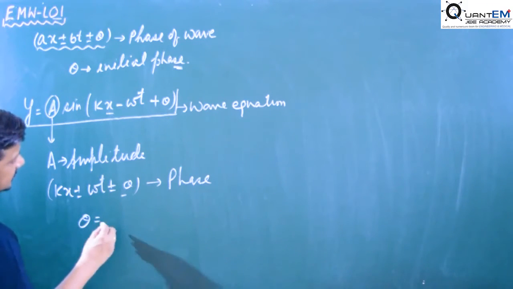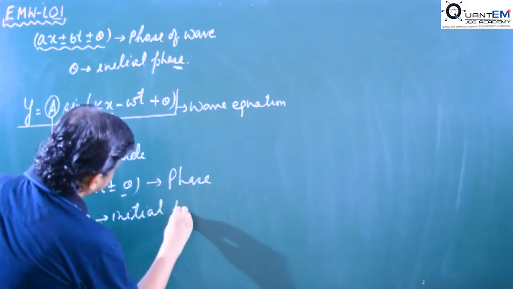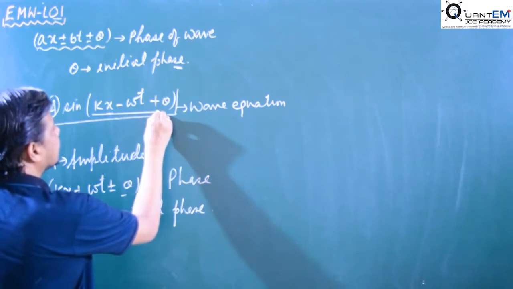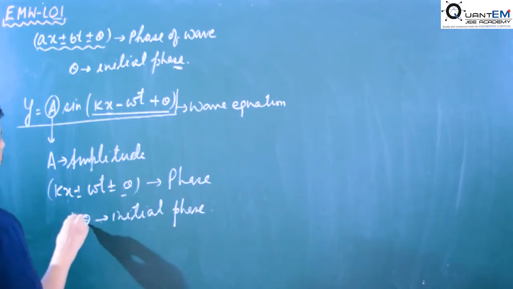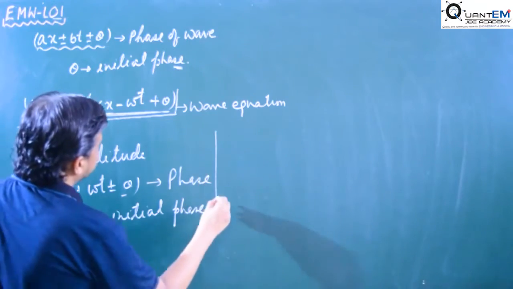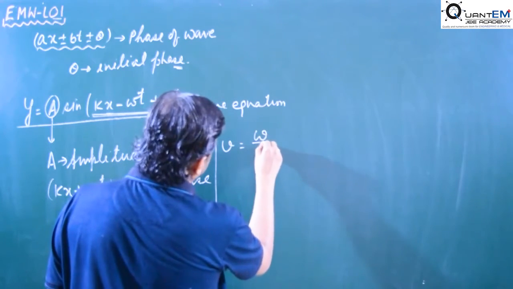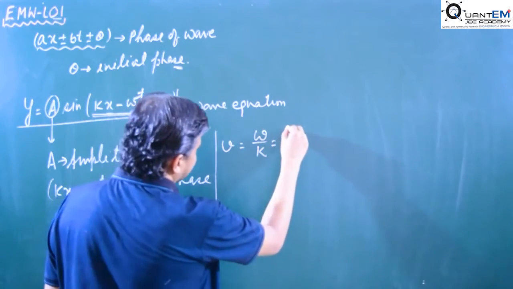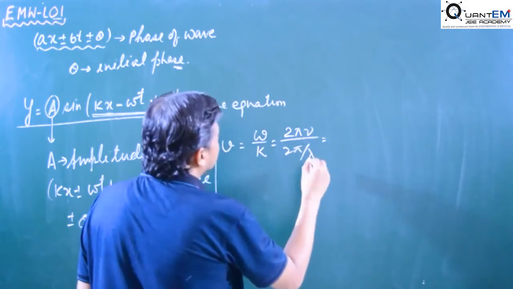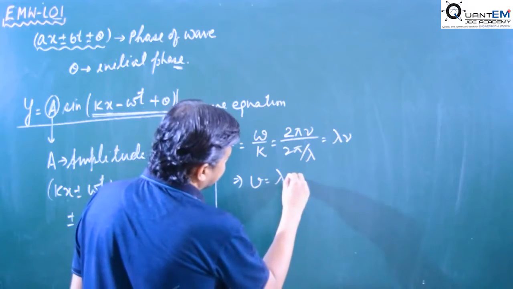तो theta is called the initial phase. तो यहाँ देखें, here phase value is kx minus omega t plus theta. What is initial phase here? Plus theta. And what is the speed of wave here? Speed of wave, that is the coefficient of t by coefficient of x, that is omega by k. अब ओमेगा आपको पता है, it is 2 pi mu and k is 2 pi by lambda. तो we have the result lambda mu. तो you know the formula v is equal to lambda into mu.